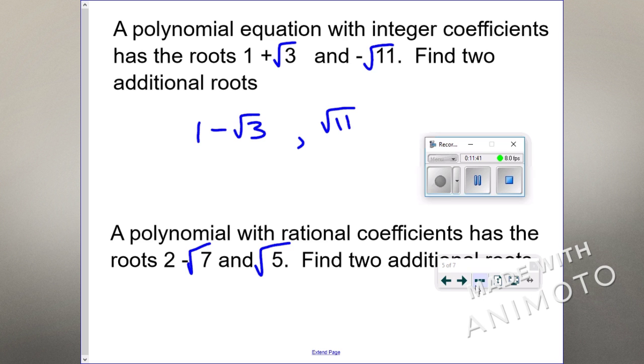I know you probably need another example of this, but I want you to pause the video and attempt the last one and find the 2 additional roots there. So go ahead, pause it now if you haven't done so already. And your roots should be 2 plus the square root of 7 and then negative square root of 5. I know, really.